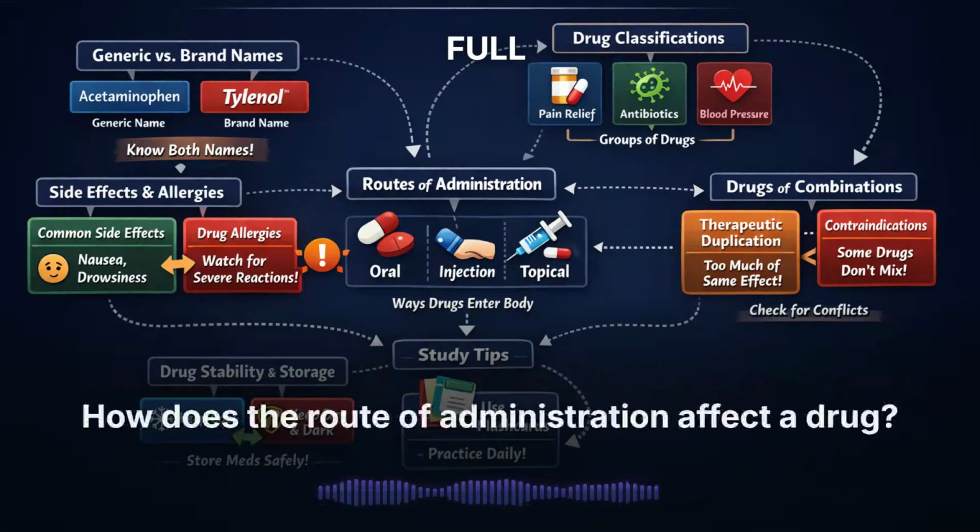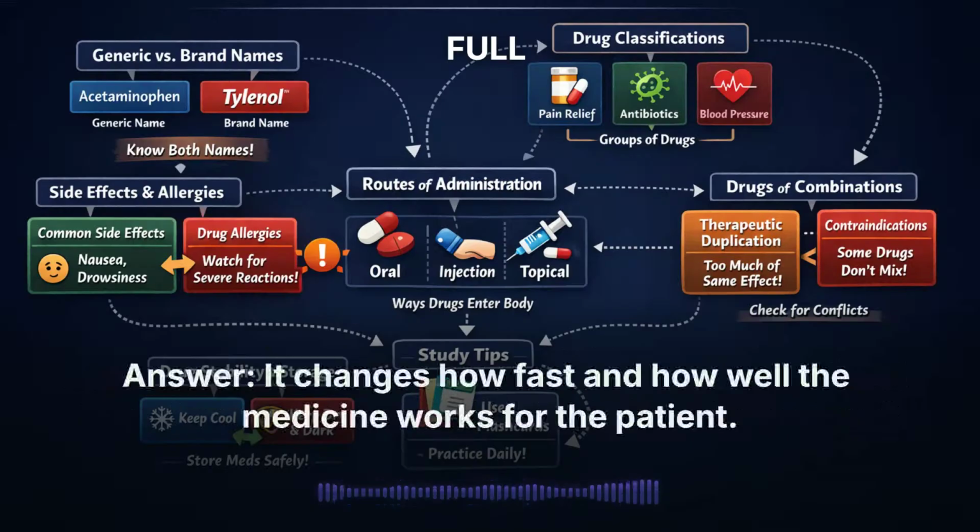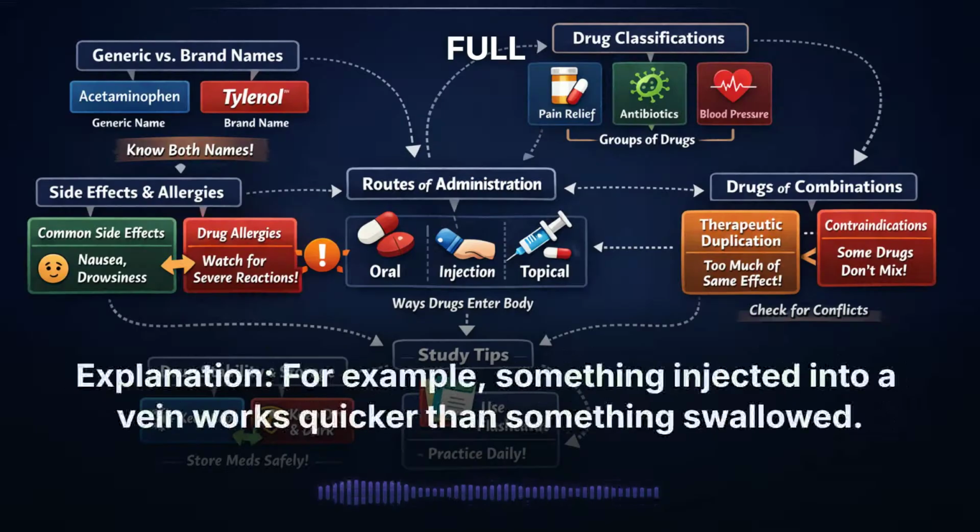4. How does the route of administration affect a drug? It changes how fast and how well the medicine works for the patient. For example, something injected into a vein works quicker than something swallowed.